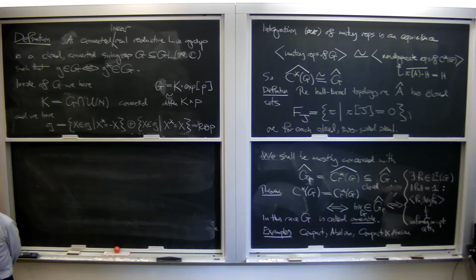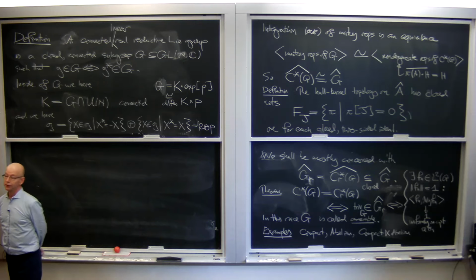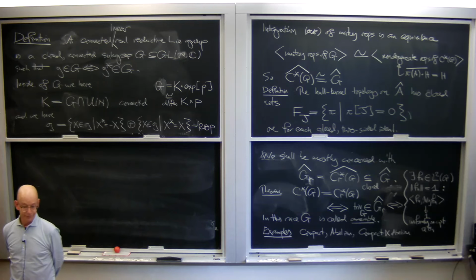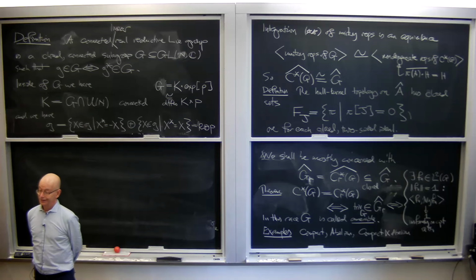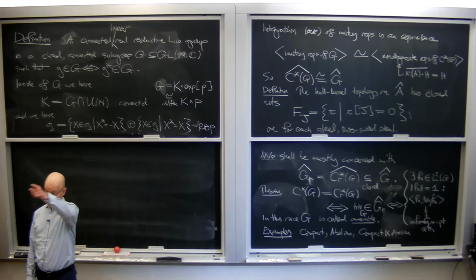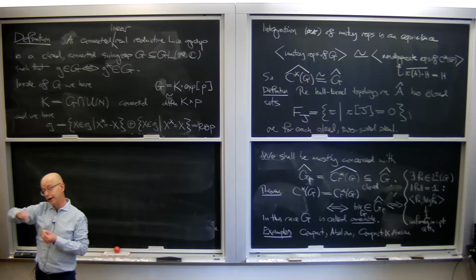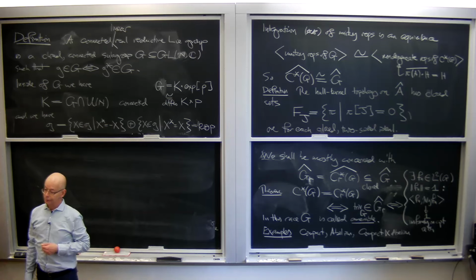If you take the group of non-zero complex numbers, that's an example of one of these real reductive groups. That's GL1, C. And the K in that situation is the unit circle, and the P, or the exponential of P, is a ray inside of the non-zero complex numbers. And so we're doing polar decomposition here.